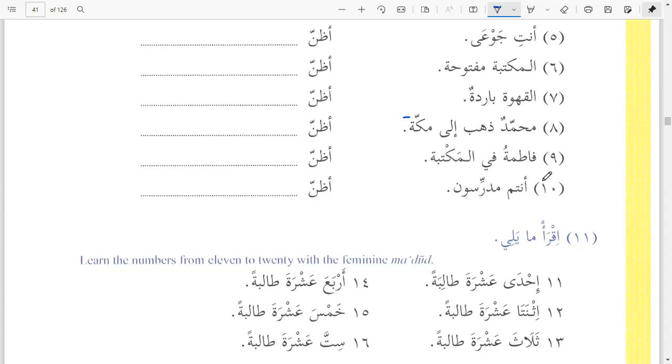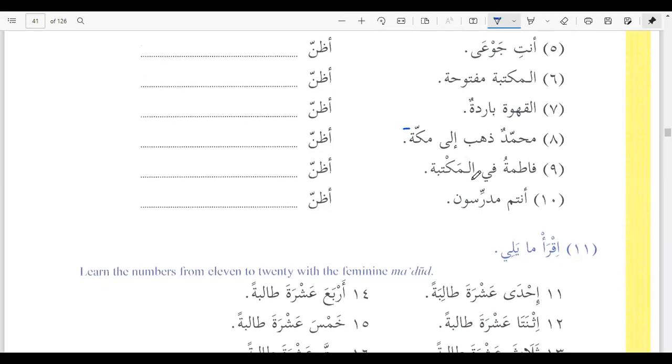Number nine, Fatima tu fil maktabati. Fatima is in the library. Azunnu anna Fatima ta fil maktabati. I think Fatima is in the library. Okay, good. Number ten, Antum mudarrisuna, you are the teachers. Adhunnu annakum mudarrisuna, I think you are teachers. Thank you.